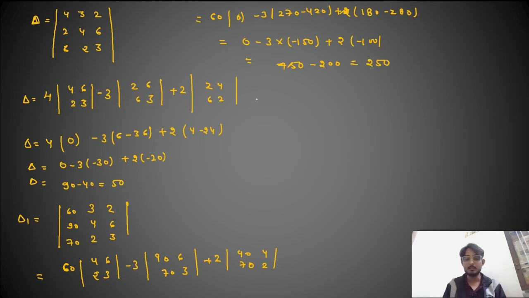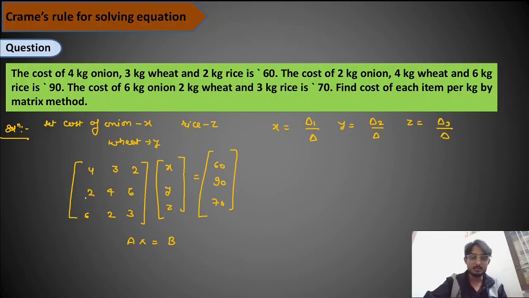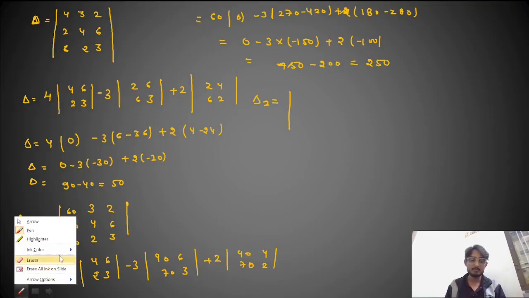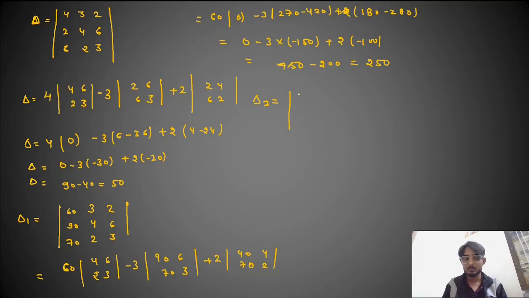Now for delta 2, you will replace this second column with this matrix B. So here you will get 4 2 6, 60 90 70, and 2 6 3. Expanding this by first row, so you will get 4.